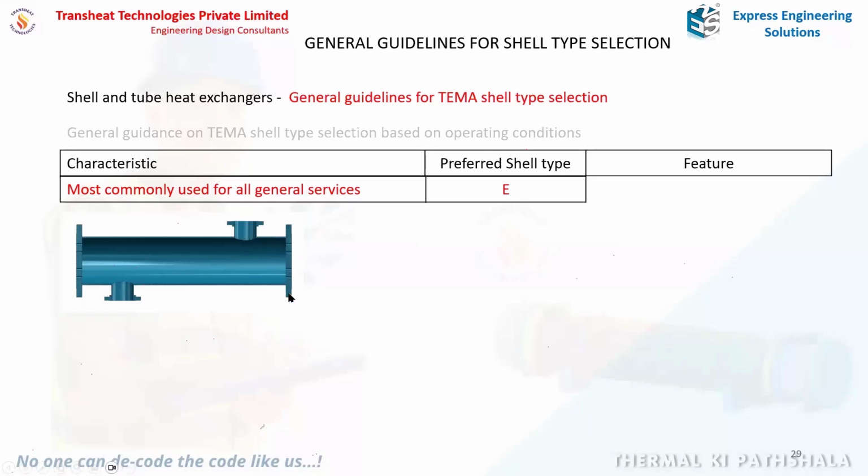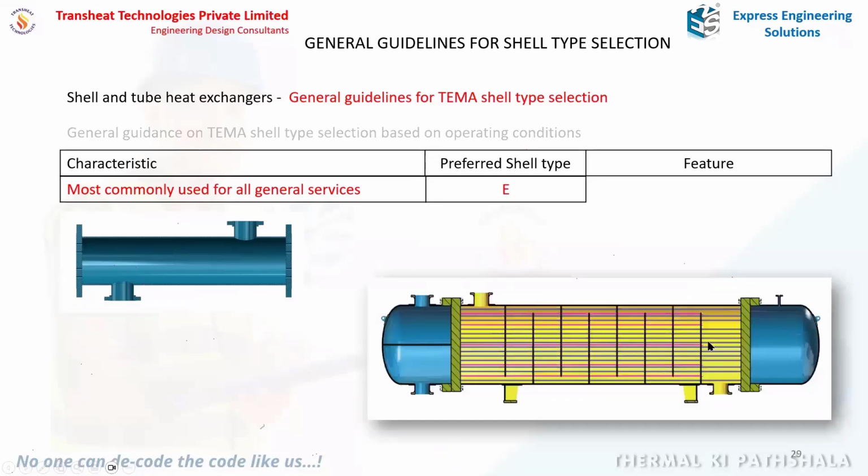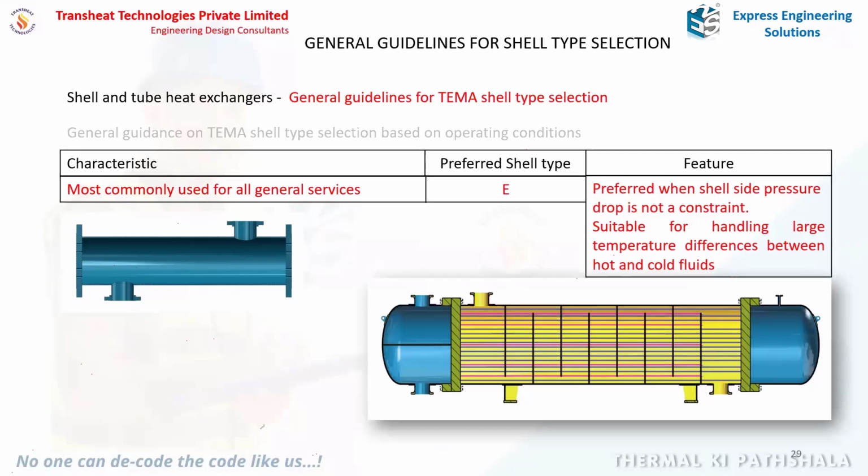So this is one tube sheet acting as a flange also. This is the other tube sheet. You have the inlet and outlet nozzles here. This is a typical representation. The reason why it is preferred is because these E-type shells can be used where pressure drop on the shell side is not a constraint. You have adequate pressure drop available. So it is good to use an E-type shell in that case.